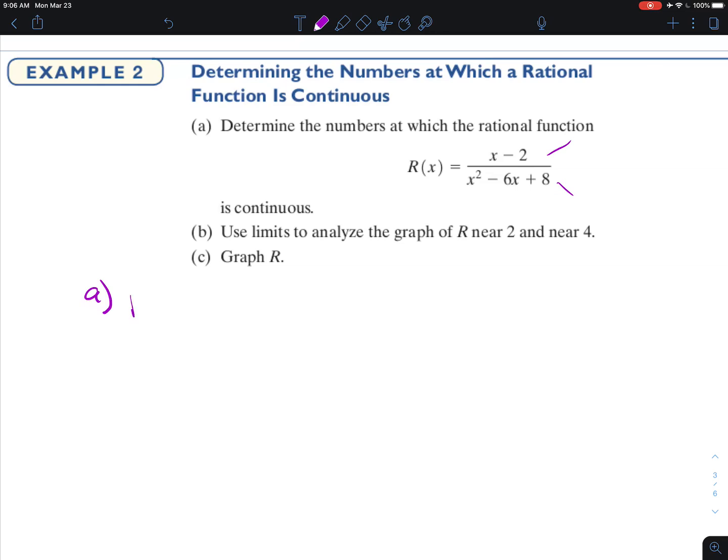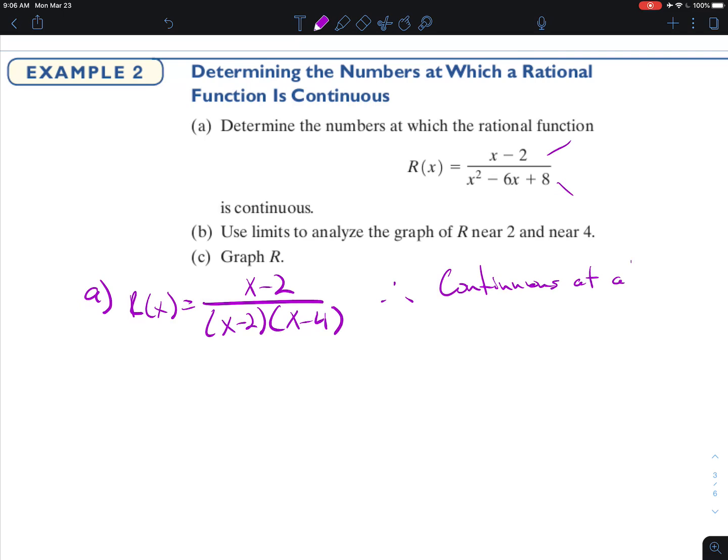So looking at r of x, it could be rewritten as (x minus 2) over (x minus 2)(x minus 4). So hopefully you're recognizing that it's continuous at all real numbers, but not at 2 nor at 4. We've either got a hole or an asymptote.